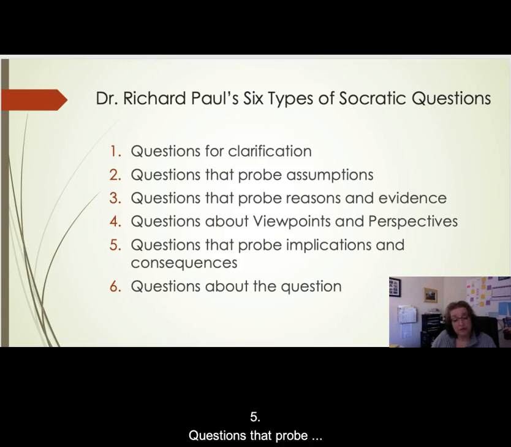Number 5 deals with questions that probe implications and consequences. Examples would be, what generalizations can you make? What are the consequences of that assumption? What are you implying? How does X affect Y? Or how does X tie in with what we've learned before?